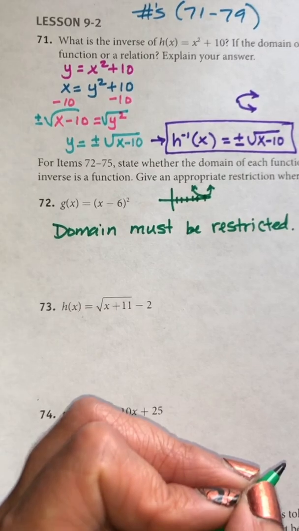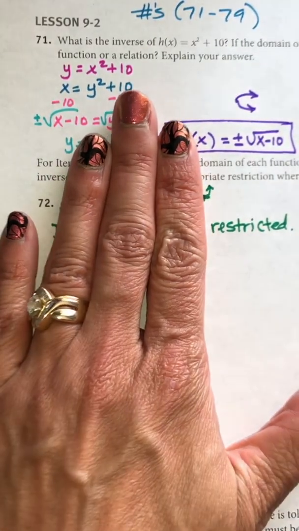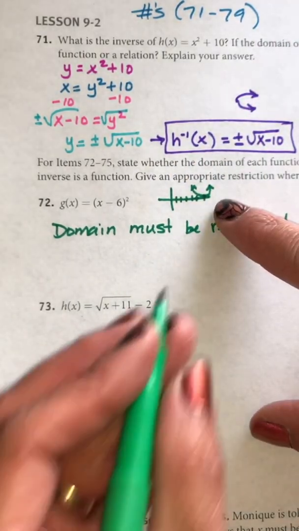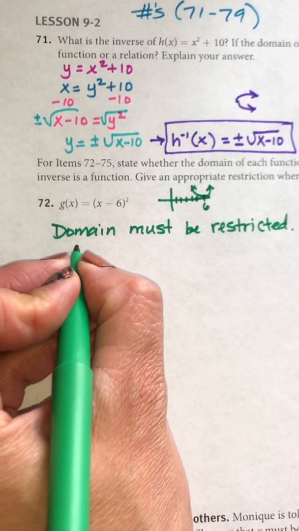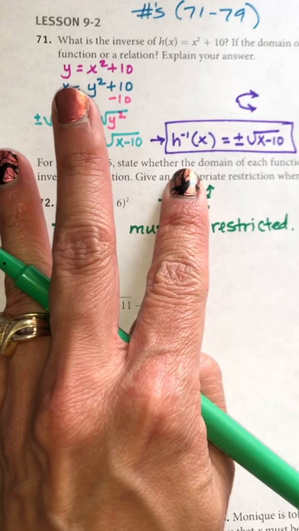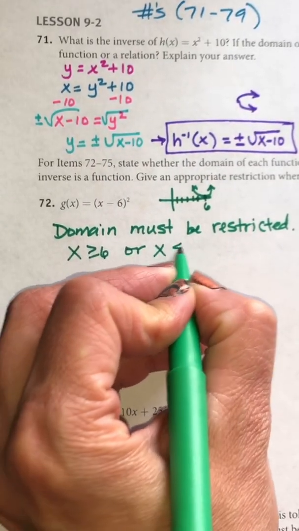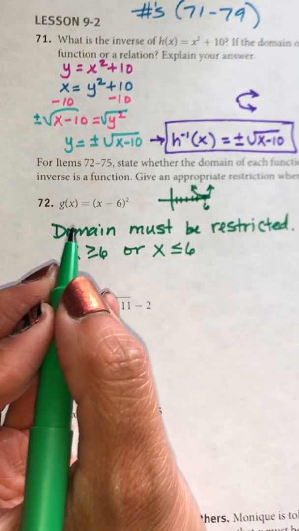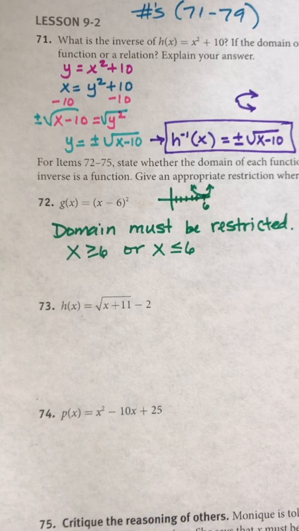There's two ways that we can restrict it. We can either chop off the left half or we could chop off the right half. So, and it's all in terms of that x value of 6. So the domain must either be x greater than or equal to 6. That means we're chopping off the negative side. Or x less than or equal to 6 and we chop off the positive side. That way only one of those sides will show up on the inverse.